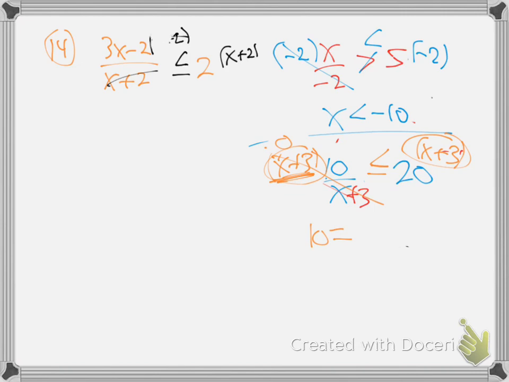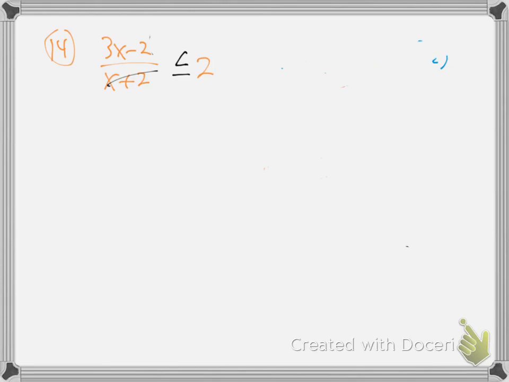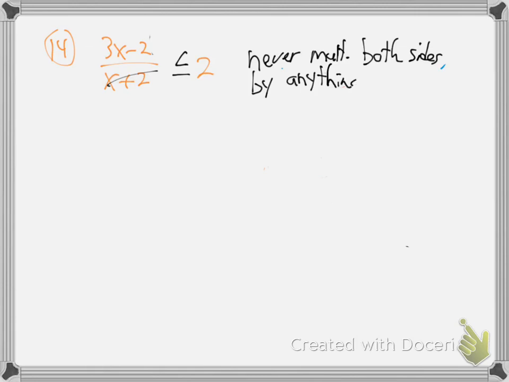So that's all that I wanted to say about that. There's no multiplying by anything with an x. So let me write that. So don't do that. You guys aren't going to do that on the test, right? Promise me you will not do that on the test, right? Never multiply both sides by anything having x, for greater than, less than, I should say.